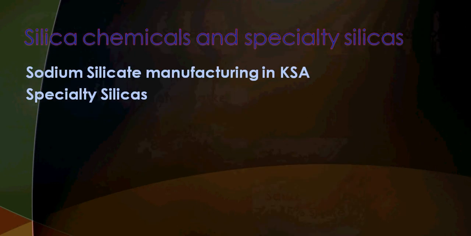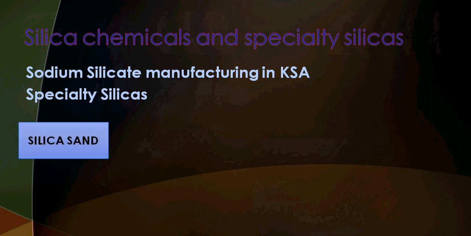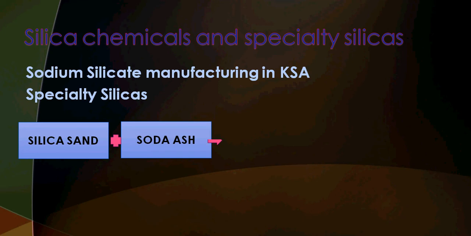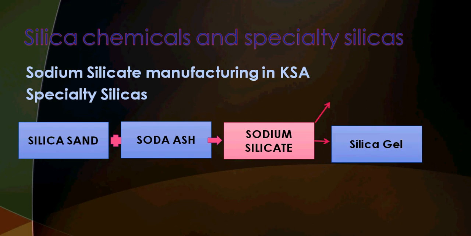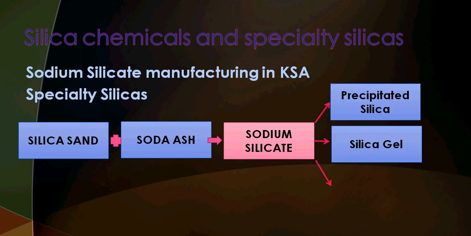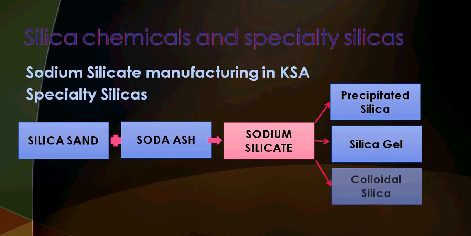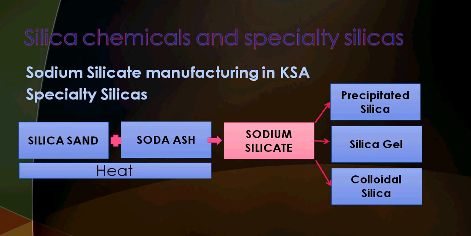Silica chemicals and specialty silicas. Sodium silicate manufacturing in Saudi Arabia. We need silica sand and soda ash to produce sodium silicate. Sodium silicate is used to produce silica gel, precipitated silica, and colloidal silica. And we need heating. Silica sand and soda ash is heated.